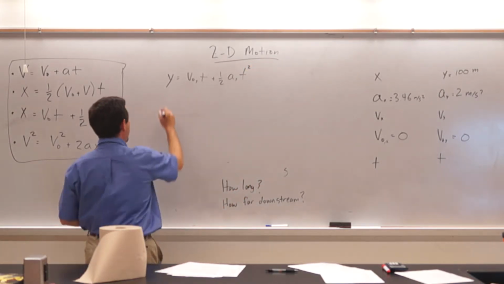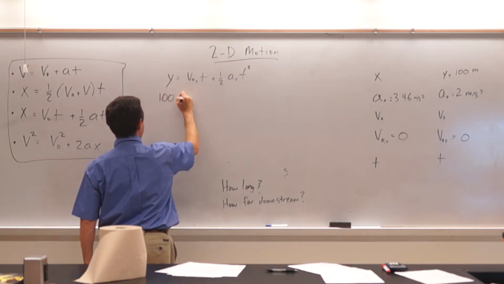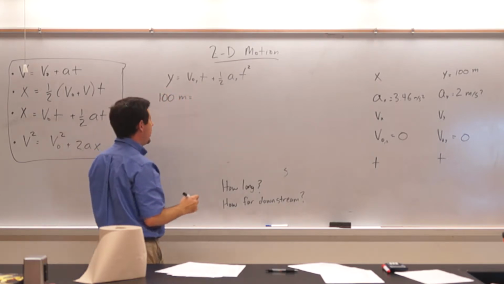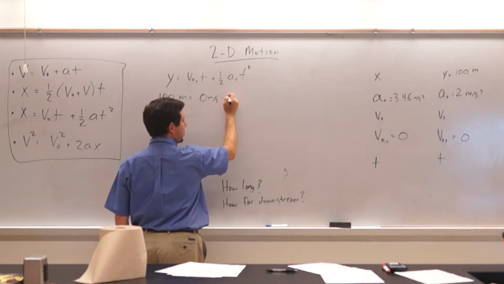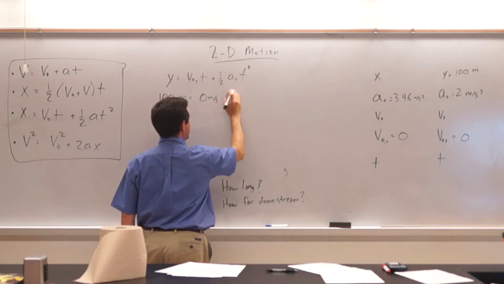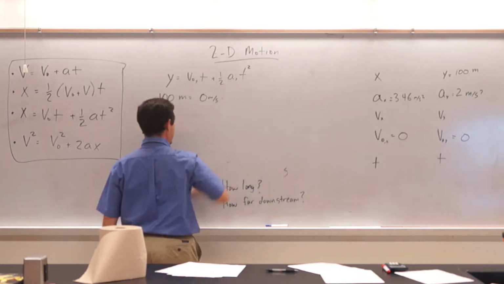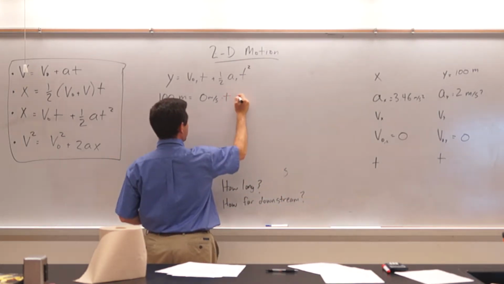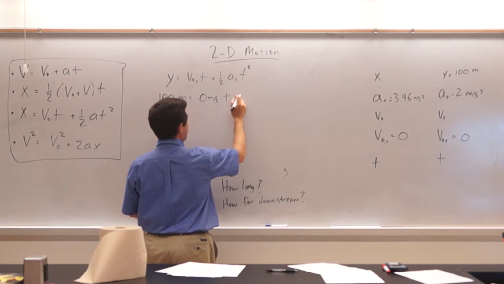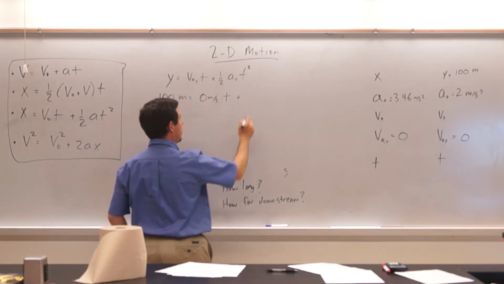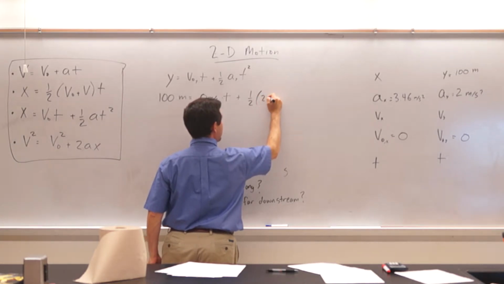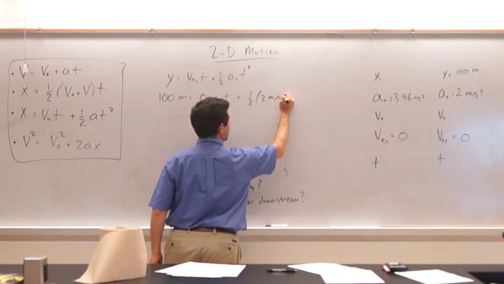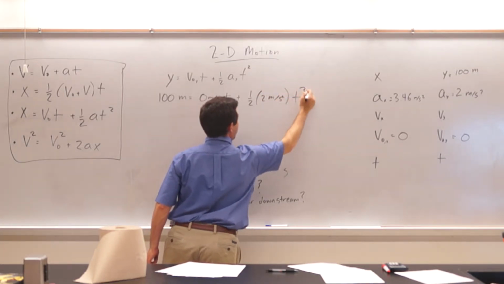We know that y is going to be 100 meters. It starts at 0 meters per second, times time. We don't know what the time is, but that's okay, because 0 times any number is equal to 0. Plus 1/2 a in the y direction, which is 2 meters per second squared, times t squared.